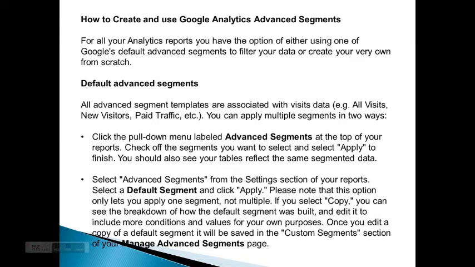Then select Advanced Segments from the Settings section of your reports, select a default segment and click Apply. Please note that this option only lets you apply one segment, not multiple. If you select Copy, you can see the breakdown of how the default segment was built and edit it to include more conditions and values for your own purposes. Once you edit a copy of the default segment, it will be saved in the Custom Segments section of your Manage Advanced Segments page.